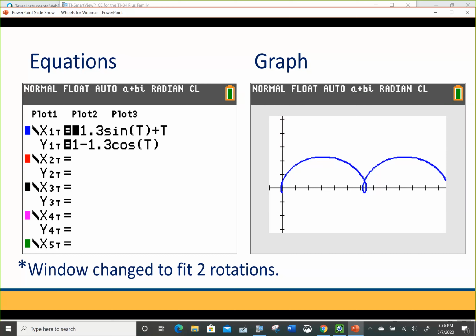So I think Richard had a question. What if we look at more than 1 rotation? Oh, and we just did. Okay. Let me show you what happened on that one.